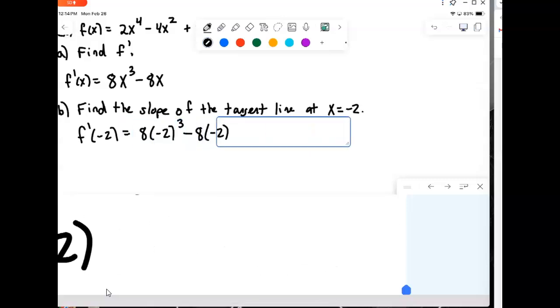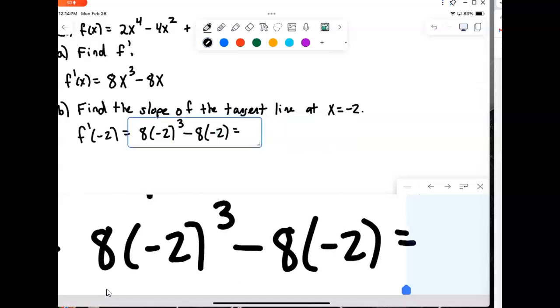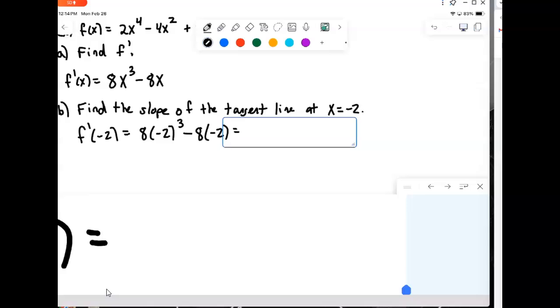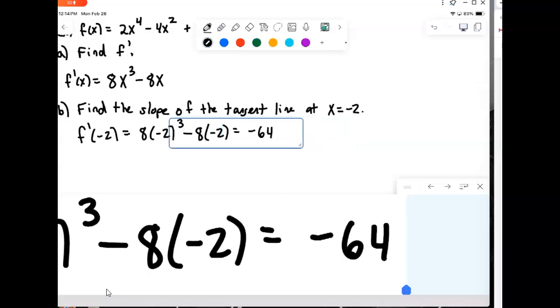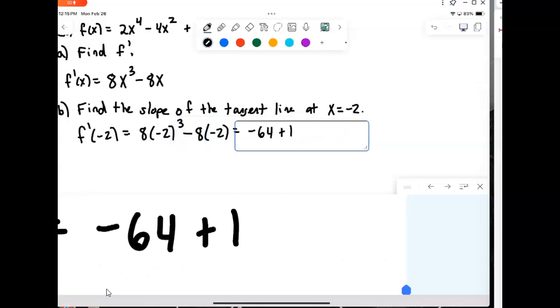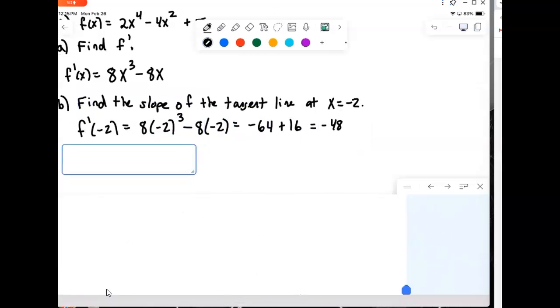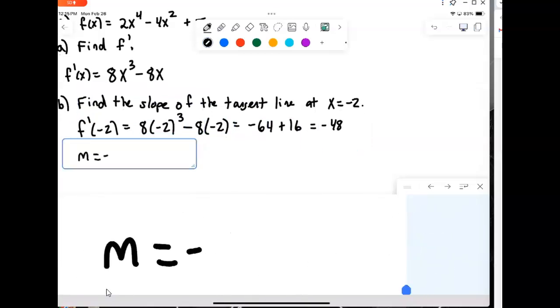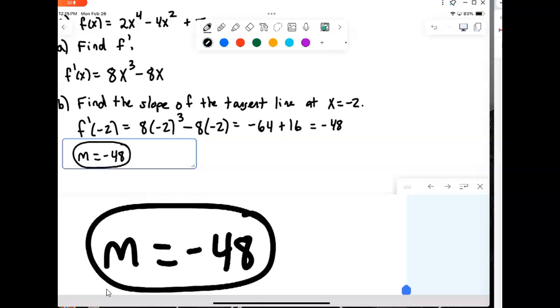And then we just go through and make that computation. Negative 2 to the third will be a negative 8 times 8 will be negative 64. And then a minus 8 times a minus 2 will be plus 16, so that f prime of negative 2 is simply just negative 48. So that is the slope of the tangent line at negative 2. The slope is just simply negative 48.